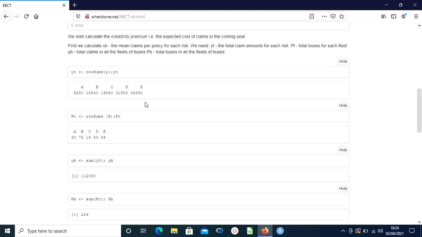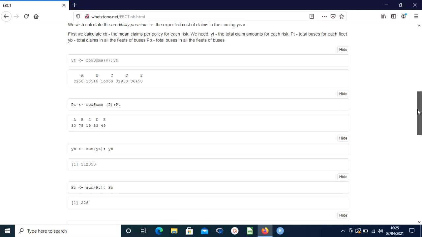Then we calculate the total buses for each fleet, which we did by finding the row sums of P. And so we can see there's the total buses. So there are 30 buses in fleet A, there are 53 buses in fleet D, and so on and so forth. Then next, we had to find the total claims in all the fleets of buses. So that was basically just adding up together everything in YT, which gave us 112,050, and then we had to find the total buses for all our fleets combined, and that of course we're just finding the sum of PT, which is 226.